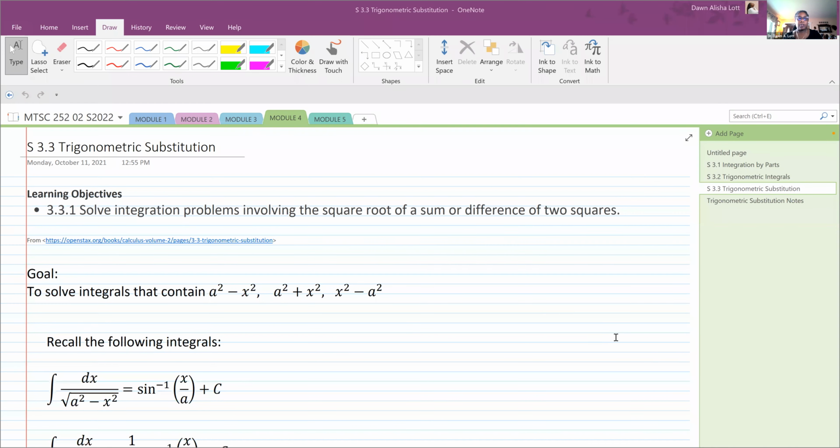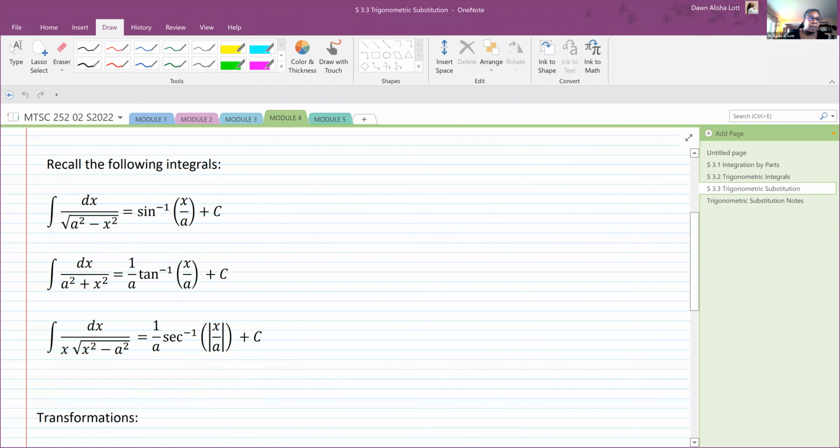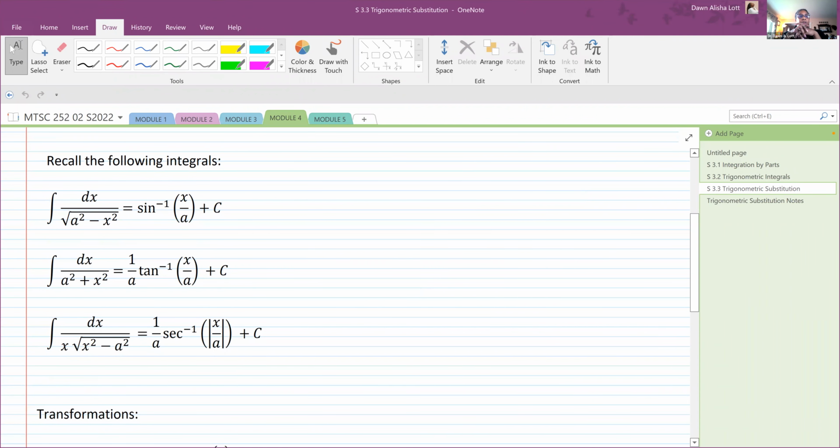So I want to first remind you of these integrals that we learned back in the previous modules, and that is integrals that lead to inverse trig functions. So the first integral is the integral of dx over the square root of a squared minus x squared. If you remember, that's the sine inverse of x over a plus a constant. Then the second one is the integral of dx over a squared plus x squared. That one was 1 over a, the tan inverse of x over a plus a constant.